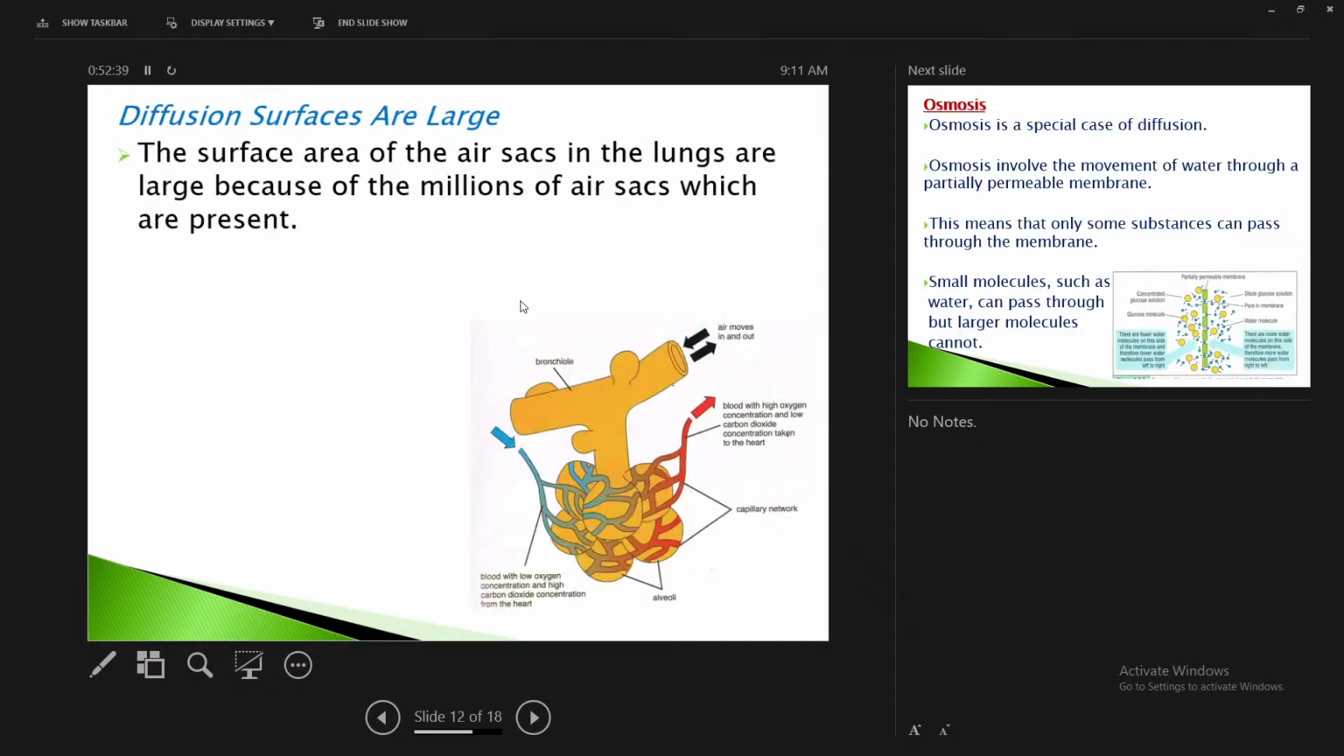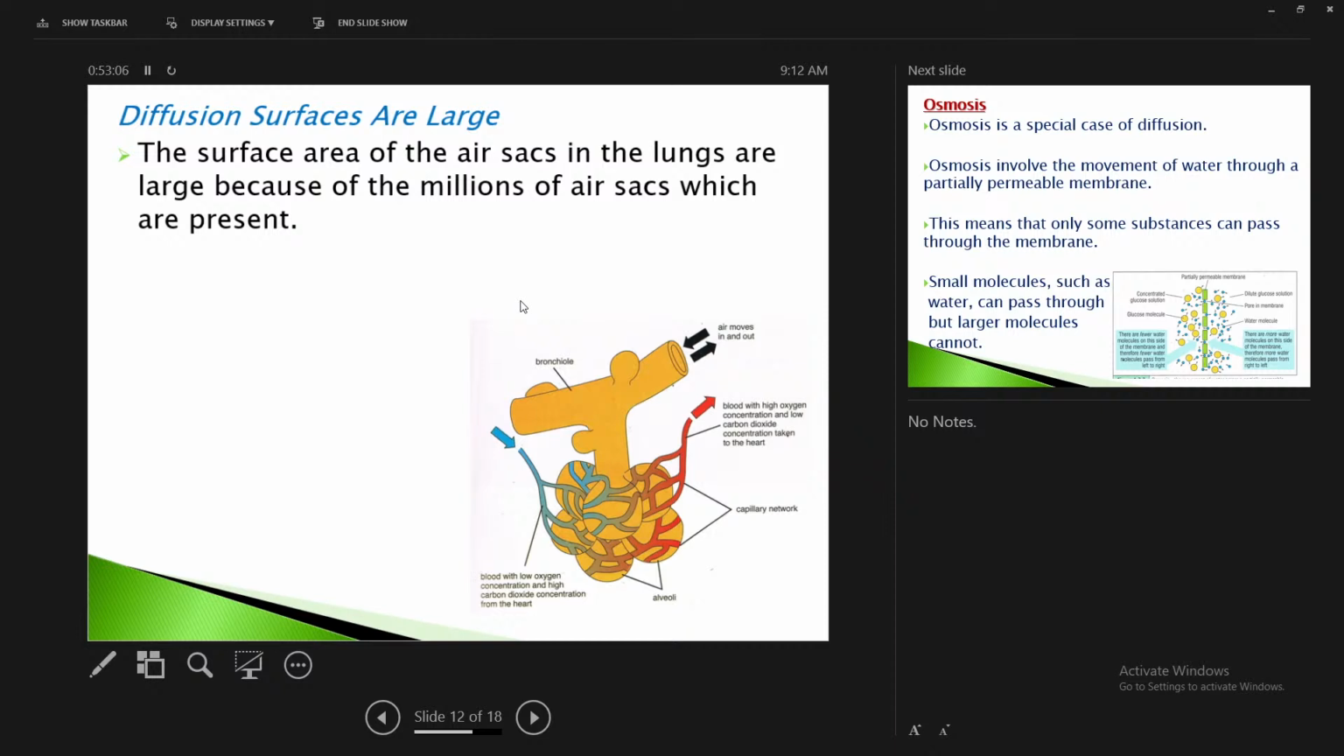Our next adaptation: diffusion surfaces are large. What they are saying is that if diffusion needs to take place within a particular body part, that part of the body, the system or the body part, is going to ensure that there's a whole lot of space.